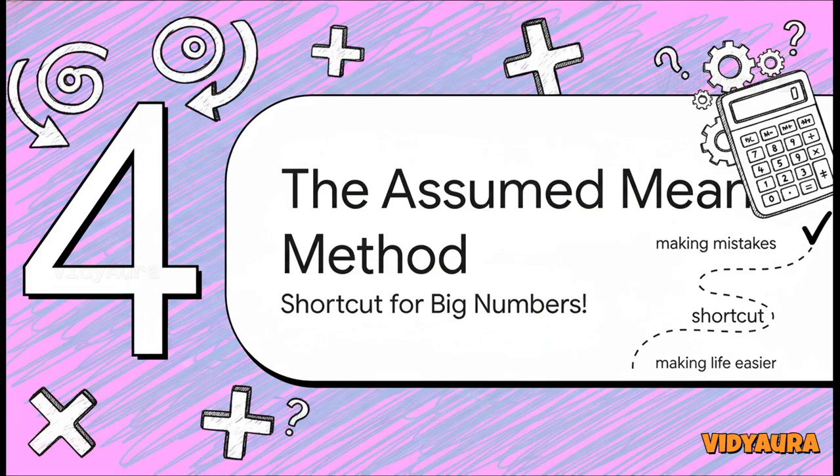Okay, so the direct method is great. It works perfectly. But what if the numbers were huge, like really big numbers for the class marks or frequencies? The multiplications could get really complicated, and it's easy to make a mistake. That's where a smarter, shortcut method comes in. It's called the assumed mean method.